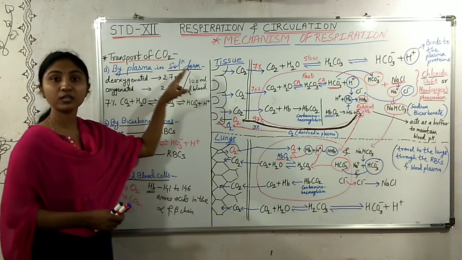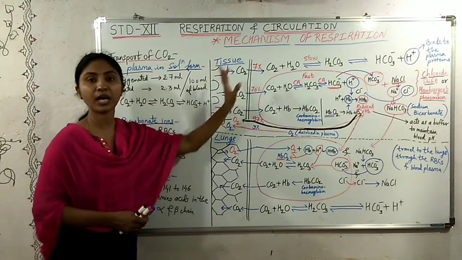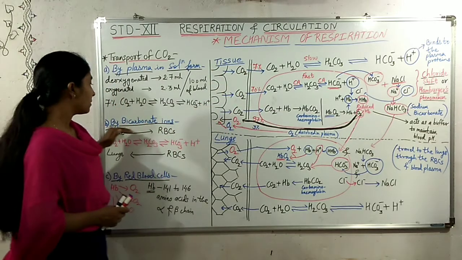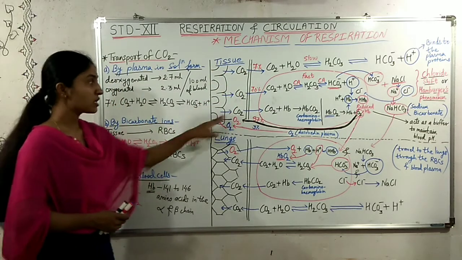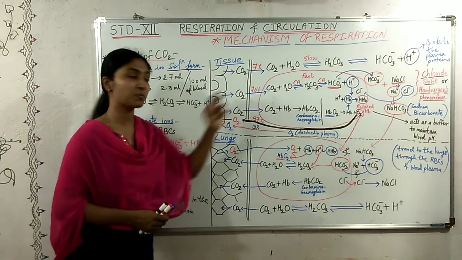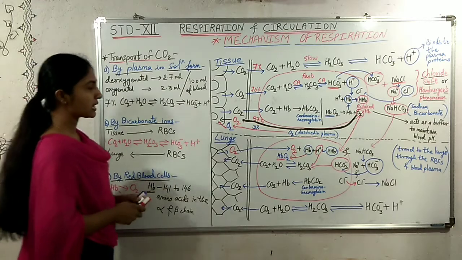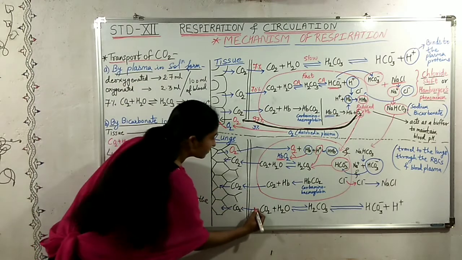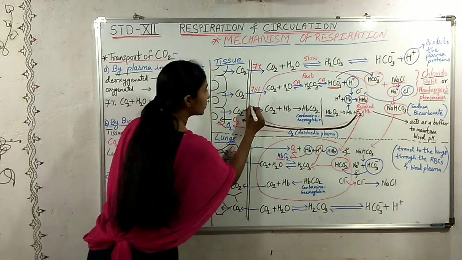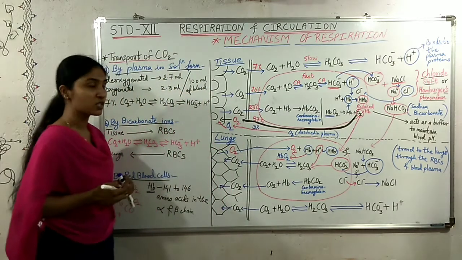By the plasma in the solution form, only 7% of carbon dioxide is transported. In bicarbonate form, 70% of carbon dioxide is transported. And by the RBCs, by the red blood cells, 23% of carbon dioxide is transported.